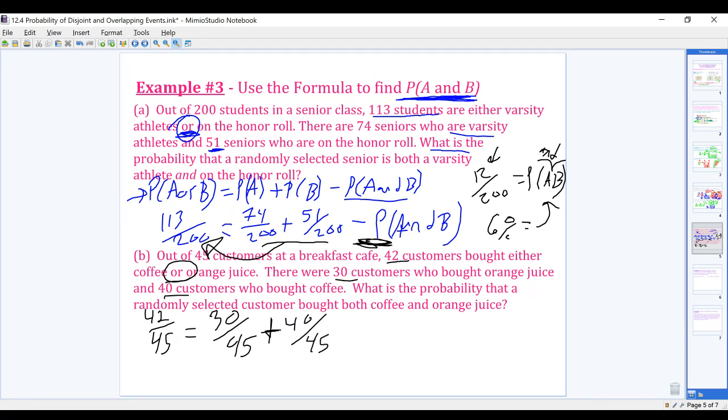So obviously, if you're looking at these numbers, they're like, oh man, a lot of people should have bought both at some point, because that overlaps the 45 total customers. So a lot of people did both. What is the probability that they bought coffee and orange juice? All right, so subtract probability of A and B.